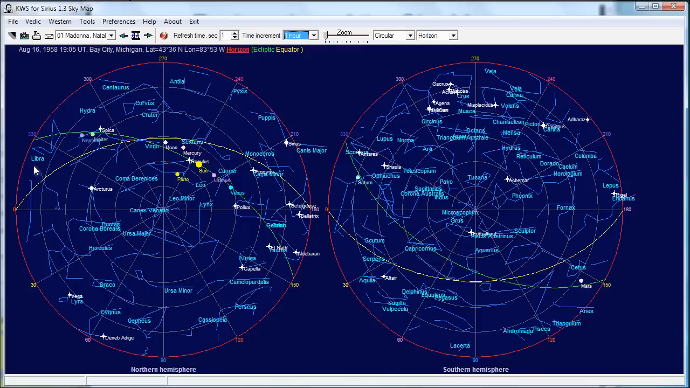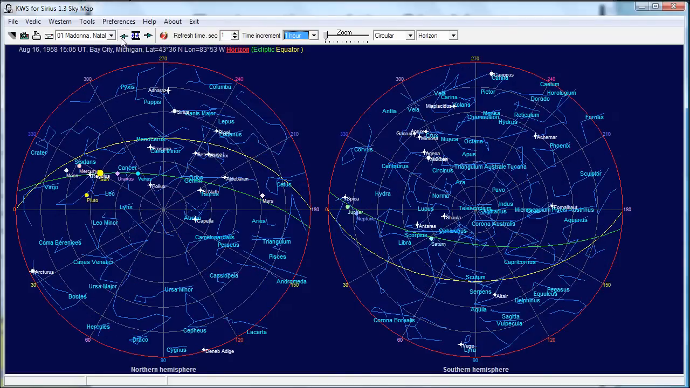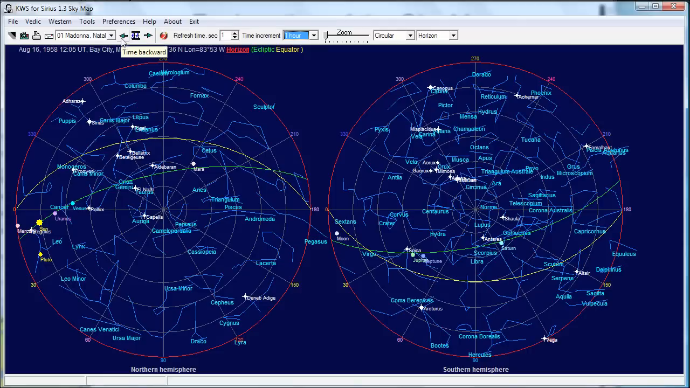along the horizon, and let me put this back. I've changed her. What did I do? I went all over the place. Let me go back to her birth time. I'll just do it an hour at a time. Okay, I'm back to her birth chart with the Mercury just above the horizon, the Sun here.